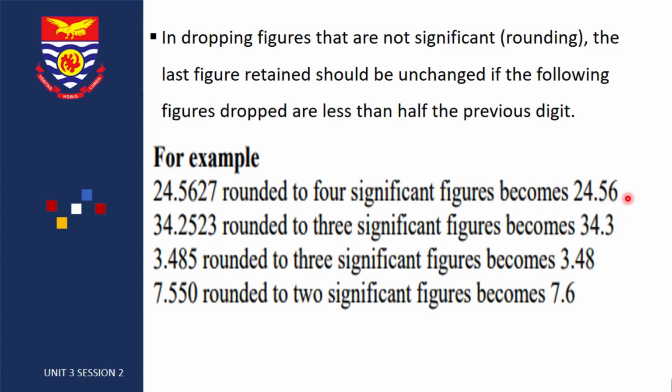Now, in 34.2523, if you are rounding this to three significant figures, then three significant figures will give us 34.2. But since the number after 2 is 5 or greater than 5, 1 is added to the 2, which will make our answer now 34.3. And the same has been done in the remaining two examples.